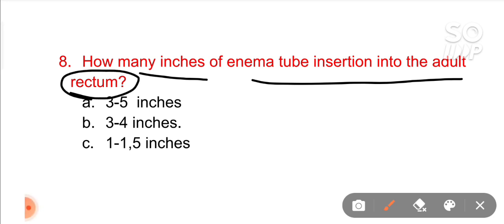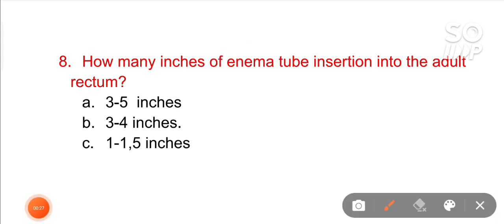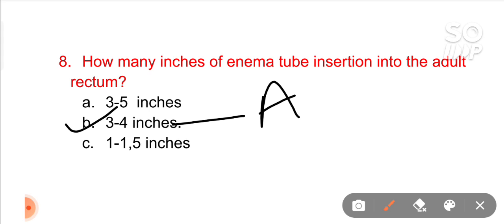So we know the purpose of enema. How many inches of tube can we insert into the adult rectum? The options are option A, 3 to 5 inches, option B, 3 to 4 inches, option C, 1 to 1.5 inches. The right answer is option B. 3 to 4 inches we can use in adults and 1 to 1.5 inches we can use in children.